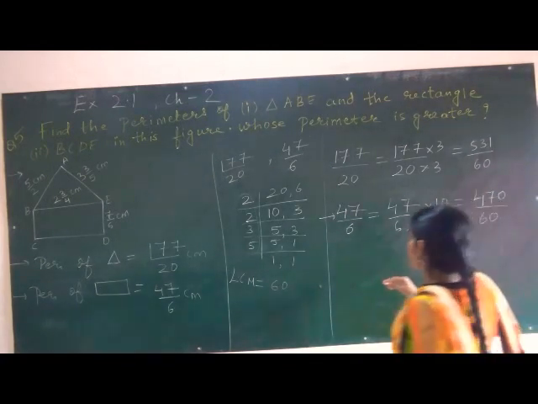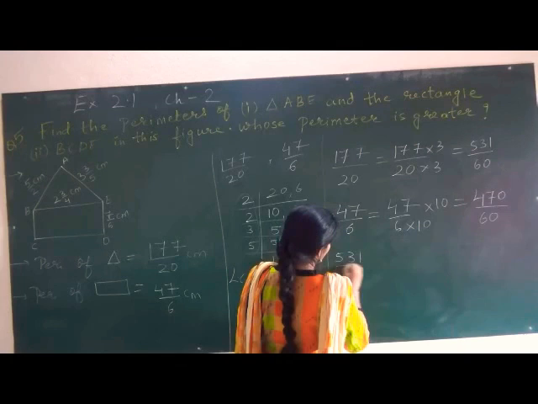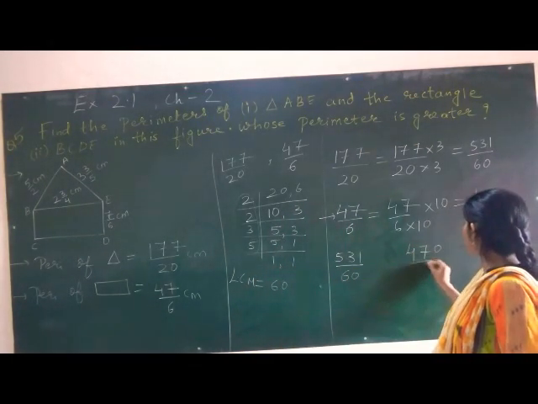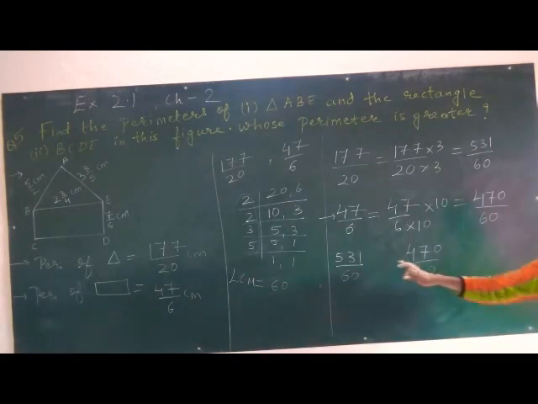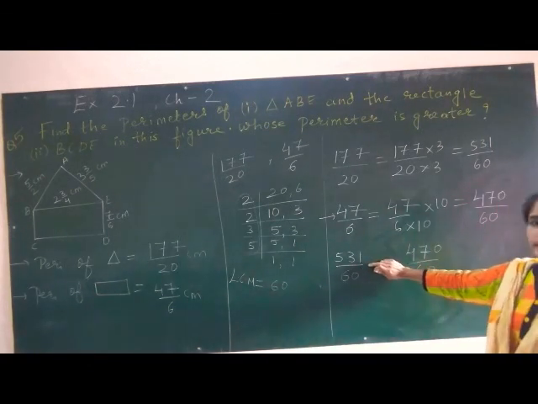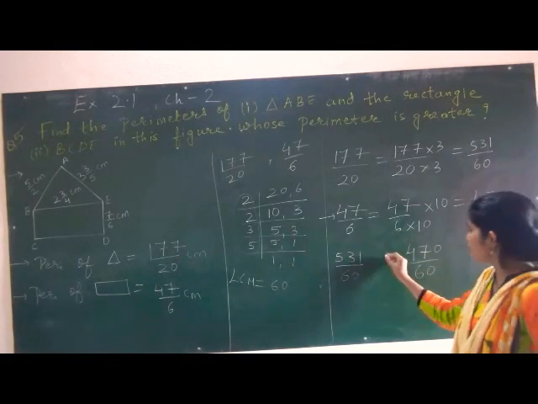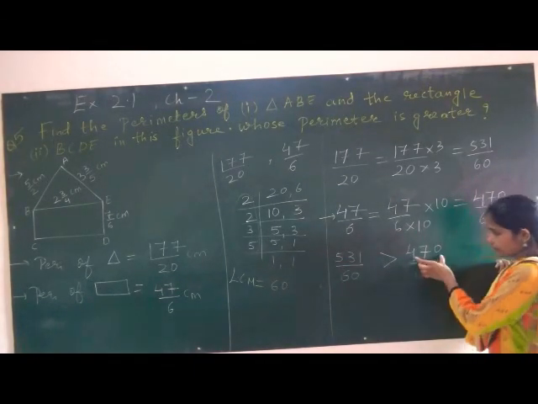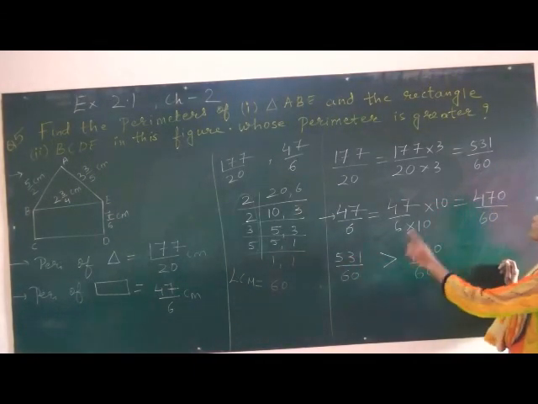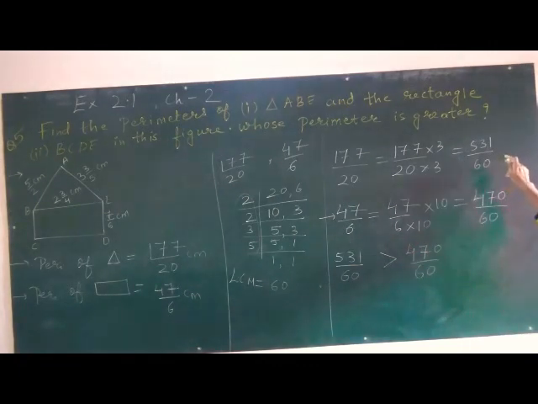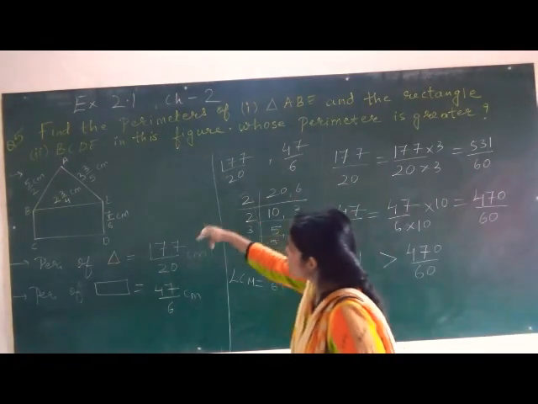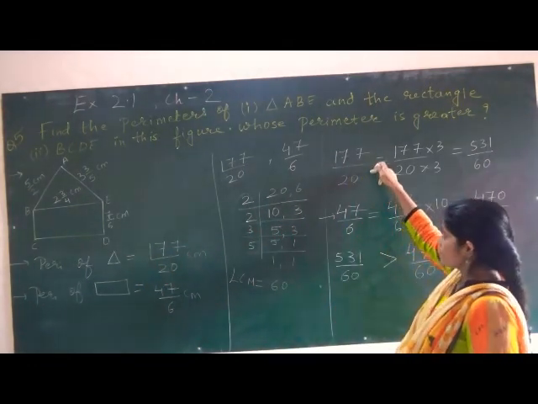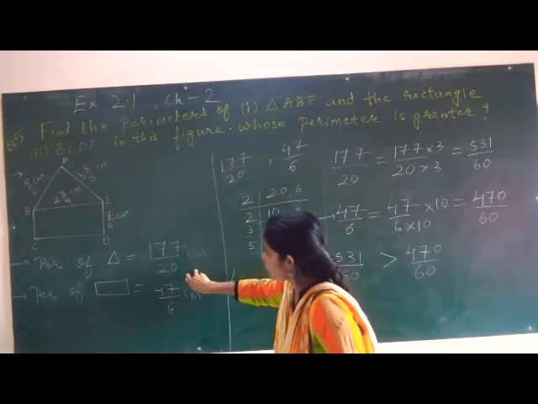Okay, so our first fraction is 531 upon 60 and second fraction is 470 upon 60. Now, who is greater out of these two? 531 is greater. Okay, so this fraction is greater than this fraction. So 531 upon 60 is greater than this. Now 531 upon 60, this answer, this is the answer of what? It is the answer of this, perimeter of triangle 177 upon 20, right? 177 upon 20 was the answer of perimeter of triangle.